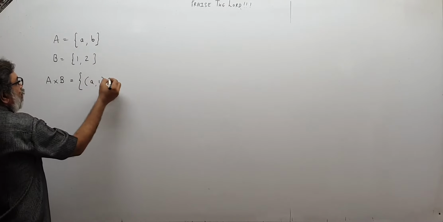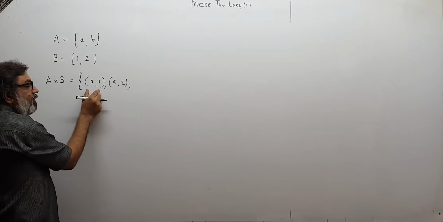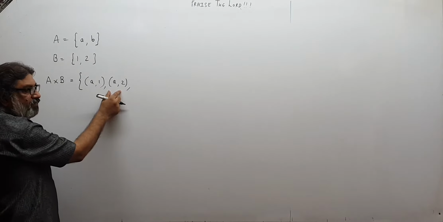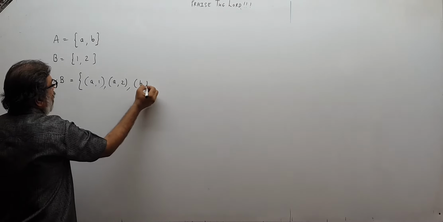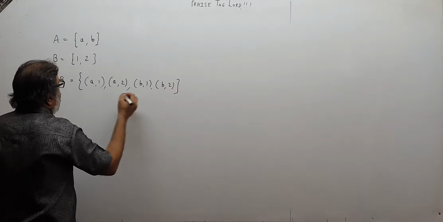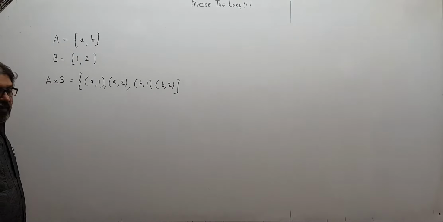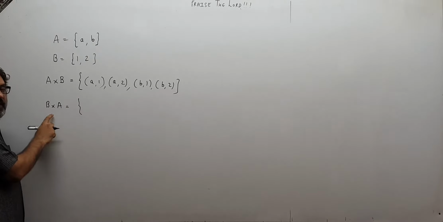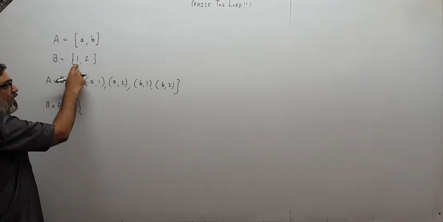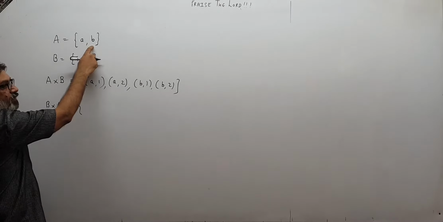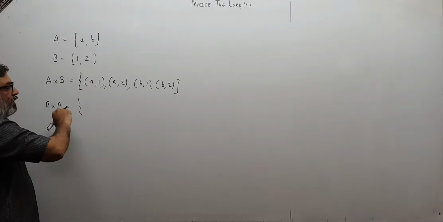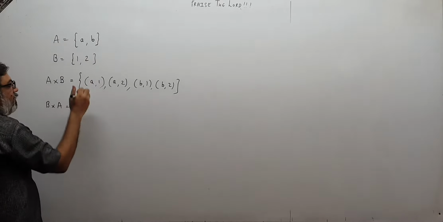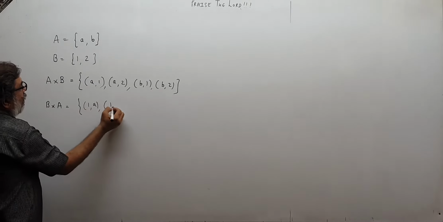So, (a,1), then (a,2). This is one element. These are not two elements. This is one element of a set. This is the second element. Then (b,1) and (b,2). These are the four elements of A cross B. If I want to write B cross A, so first I will write elements of B and then of A. So first I take an element of B, associate it with every element of A. So (1,a), (1,b). Then I take up the next element of B, I associate it with every element of A, (2,a), (2,b). So this becomes (1,a), (1,b), (2,a), (2,b), like this.